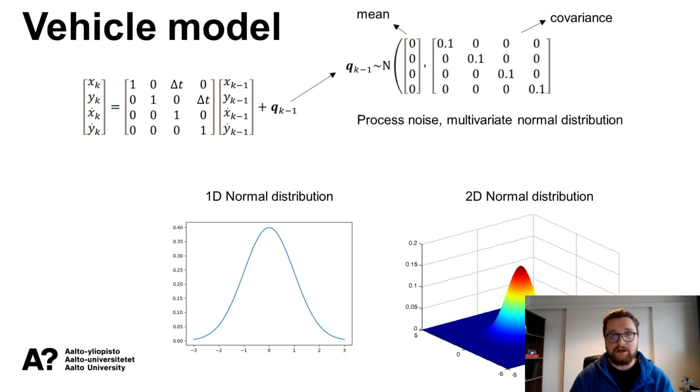And yeah, so this is a four-dimensional multivariate normal distribution. Everyone is probably more familiar with the one-dimensional one shown here on the bottom left, and then there is a 2D normal distribution shown on the bottom right. And of course, getting to higher dimensions, it's not so easy to visualize, so we just have to imagine what the four-dimensional multivariate normal distribution is like. But anyway, the process noise is just there to add a little bit of noise in our model to each of the state variables.